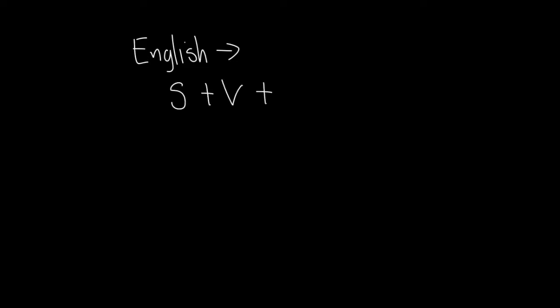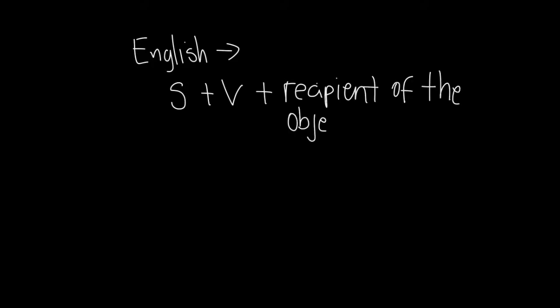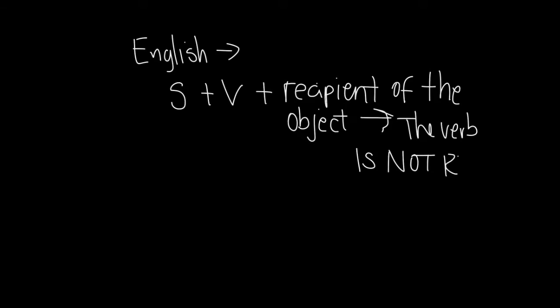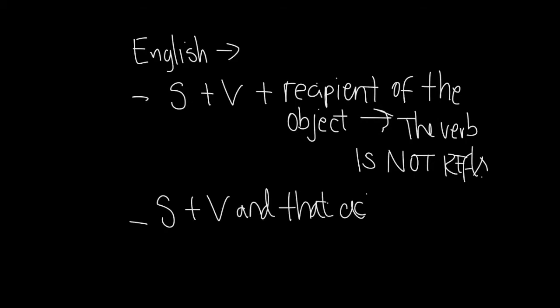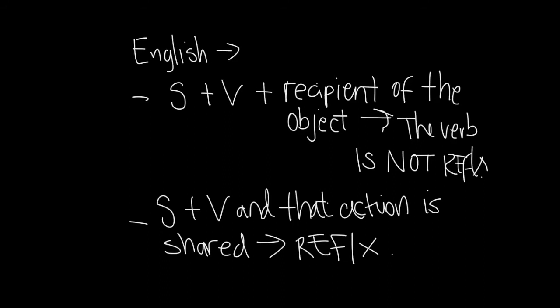So if in English you have subject, verb, and the recipient of the object, then you do not need to use the se or the reflexive form of the verb. But if in English you have two subjects that are sharing that action, then you do need to have the reflexive form of the verb.